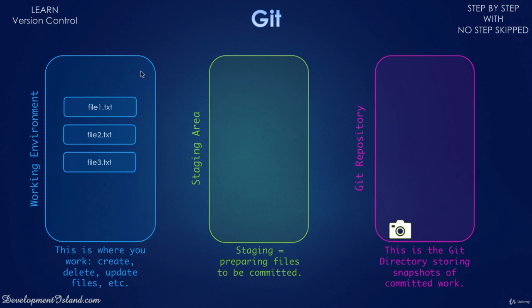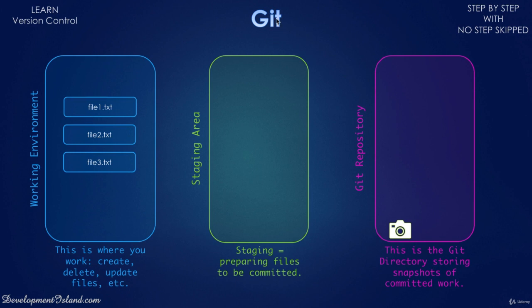Now, remember that we are using Git to create snapshots of this project folder or this working environment at specific moments in time. But you don't have to include everything inside your snapshots, right? You may be interested in tracking the changes of only one file.